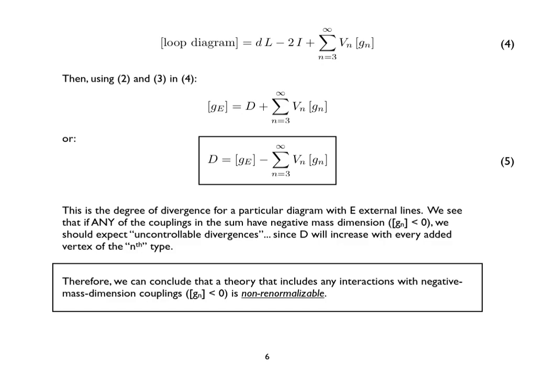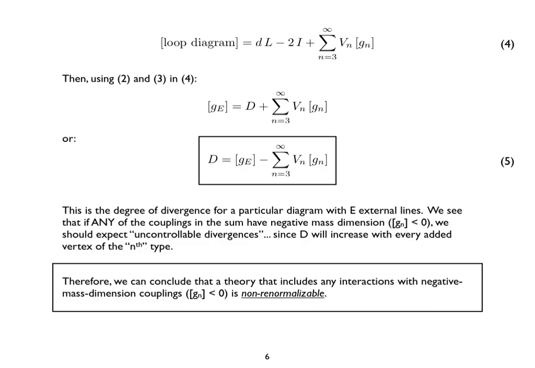All right, and so what we see from this general formula is what's going to happen. We've said that if our degree of divergence D is greater than or equal to 0, that diagram, or whatever we're looking at, is divergent. Now we have it written in terms of parameters of the theory, instead of factors of momentum from a particular diagram.